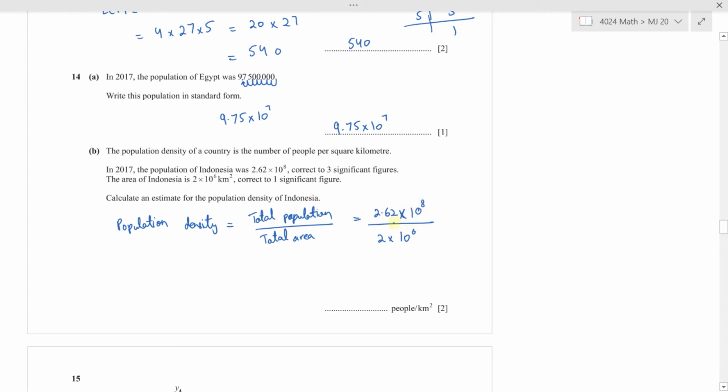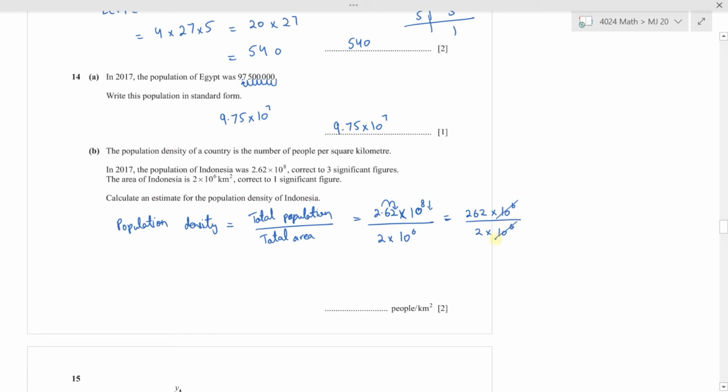So to make this division easy, I can move this decimal 2 places to the right to convert this 2.62 into 262. If I move this 2 places to the right, I will decrease this power of 10 by 2 as well. So I can write this as 262 times 10 power 6 divided by 2 times 10 power 6. Now this makes our division much easier.